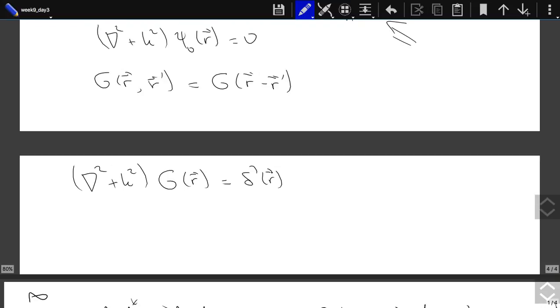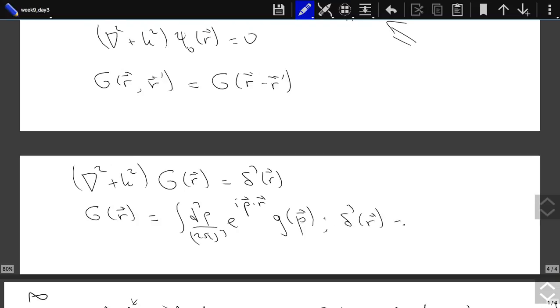Now we can look for the solution of this equation in momentum space. We can just say, okay, let's define g of r to be the integral d cube p over 2 pi cubed, e to the power i p dot r, times small g of p. And we also know that the Dirac delta we can write in a similar form: d cube p divided by 2 pi cubed, e to the power i p dot r, and just 1.